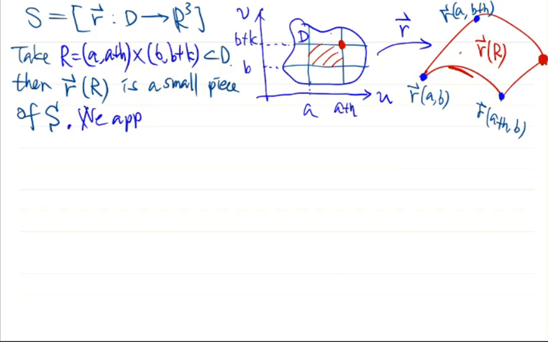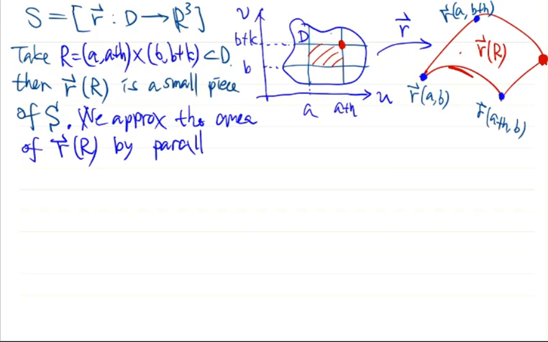We approximate the area of R by a parallelogram P spanned by these two vectors. Which two?